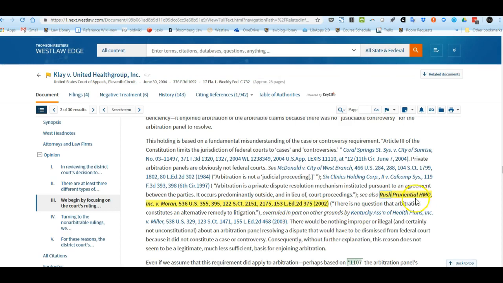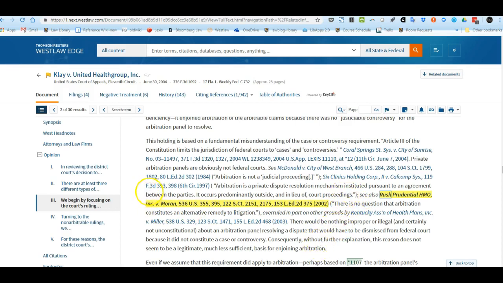So what it tells us is to see also Rush Prudential, and it's giving us something about arbitration constituting alternative remedy litigation, and then it's telling us overruled in part on other grounds. So, Danielle, there's your citing in a case that this was overruled in part on. The decision is recognizing this, but it was other grounds. And I guess that's the official Blue Book terminology. And the case is Kentucky Association of Health Plans. That would be the case we would have seen in Shepard's if Shepard's was working for us.